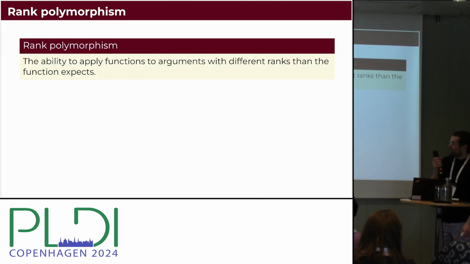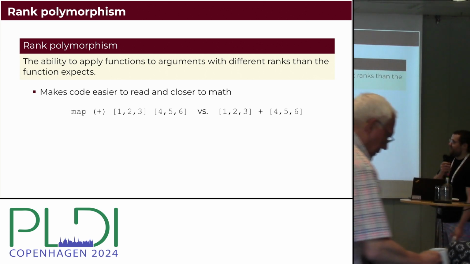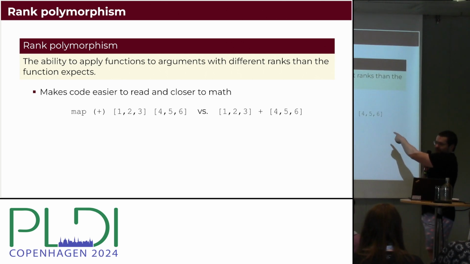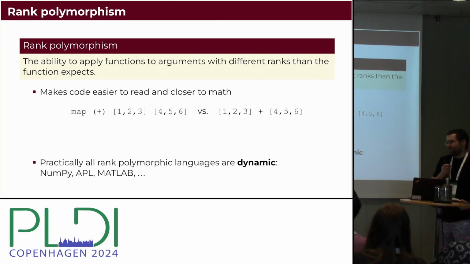So to summarize what that all means, rank polymorphism is roughly the ability to apply functions to arguments with different ranks than the function actually expects. And the benefit, at least in our context here, is that it makes code easier to read, and it more closely matches the math that you're trying to describe with the code. So for example, map plus is not as readable as just putting the plus in its proper infix location without the administrative map that we have there. And also in practice, basically every popular rank polymorphic language is dynamic, so it's very uncommon to have this feature with a static type system, especially with parametric polymorphism, because those things all make it hard to do.